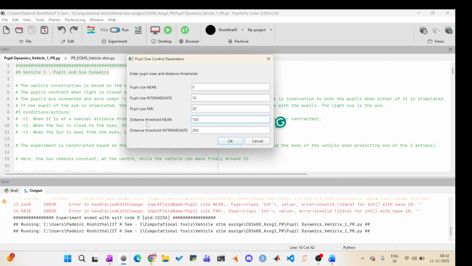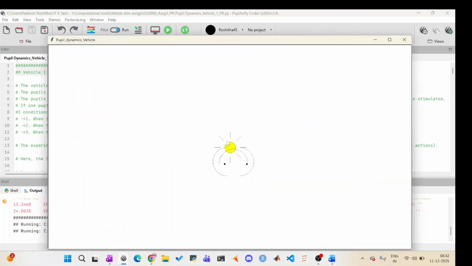And then we have a threshold. When the pupil is within this distance from the sun, it's going to perform differently. And when it is within this distance from the sun, it's going to perform differently. So we are going to keep them at 150 and 250. You're going to see why.